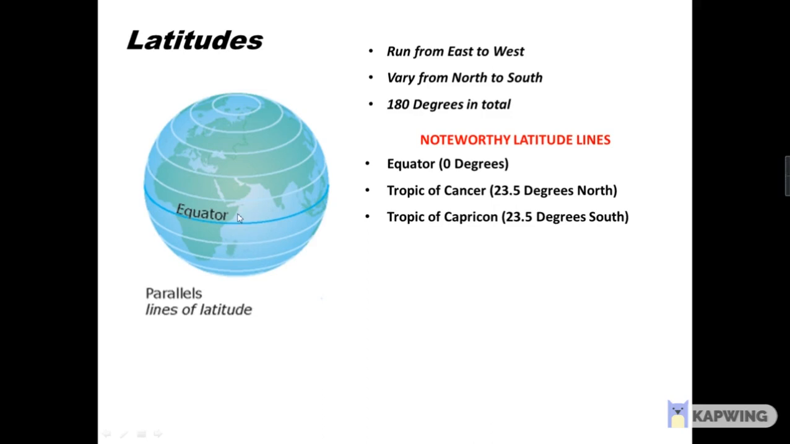Apart from the equator, two more important latitudinal lines to note are the Tropic of Cancer, which is towards the north, 23.5 degrees north from the equator, and the Tropic of Capricorn, which is 23.5 degrees to the south of the equator.